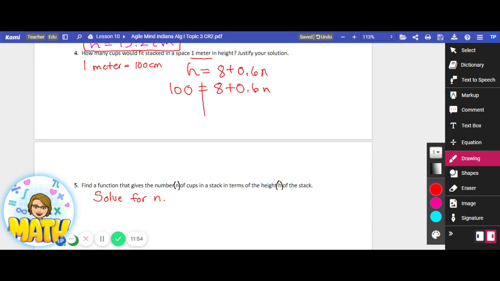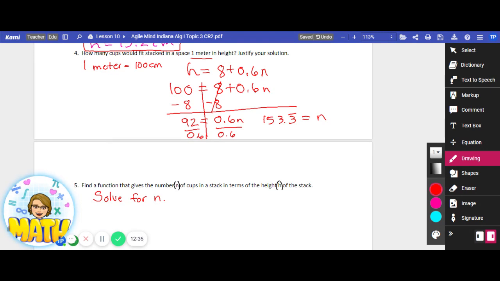So I'm going to go ahead and draw my wall. And my variable is on the right-hand side. So I'm going to get rid of this 8 that is being added to it. To get rid of that, I'm going to subtract 8 from both sides. 100 minus 8 is 92. My 8s cancel. I still have 6 tenths n. Now, to get rid of multiplying by 6 tenths, we divide by 6 tenths on both sides. So we end up with a value of 153 and 3 tenths repeating for n.